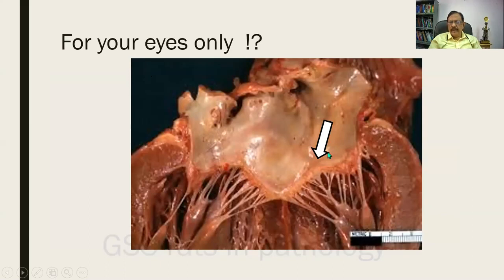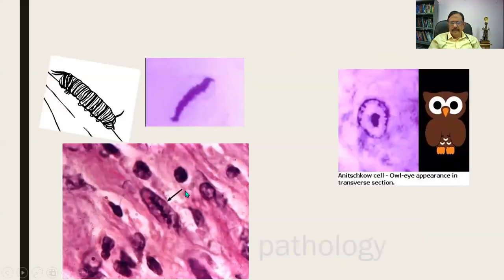And then in this, I am finding there are multiple vegetations that are there along the lines of closure. They have deformed the valve, but the surface remains. It has become opaque. It is no longer transparent. Again, a picture of it. The Aschoff cell or the Anitschkow cell has got a caterpillar-like chromatin. Look at this one, a caterpillar over here that is drawn. This is an actual photograph, and this is a mnemonic that I had shown you people.